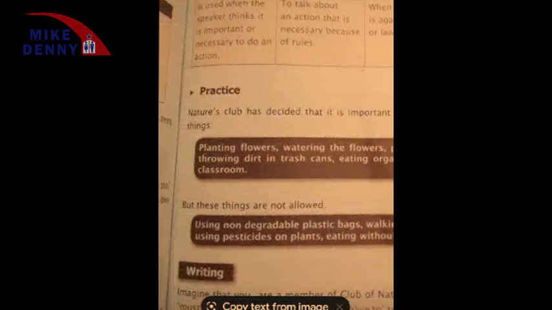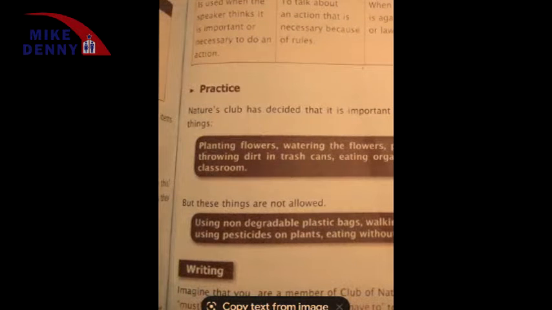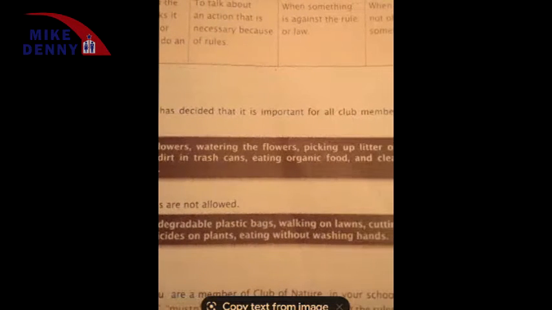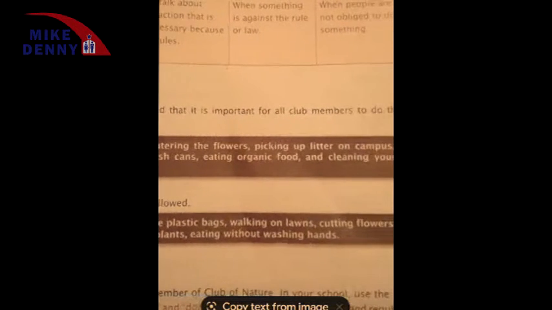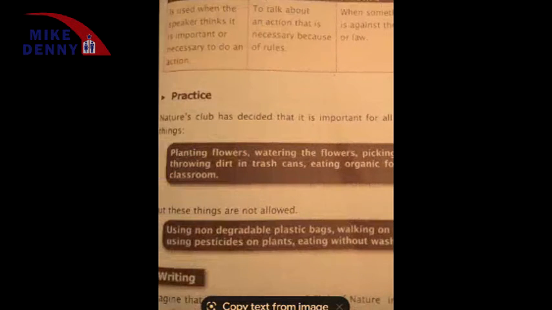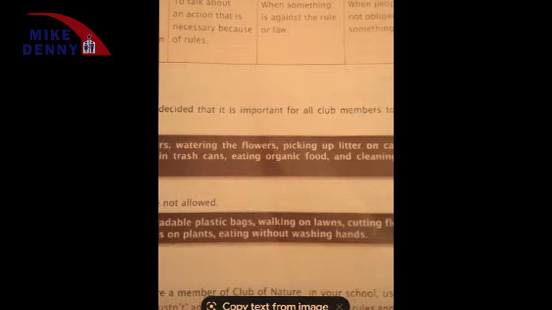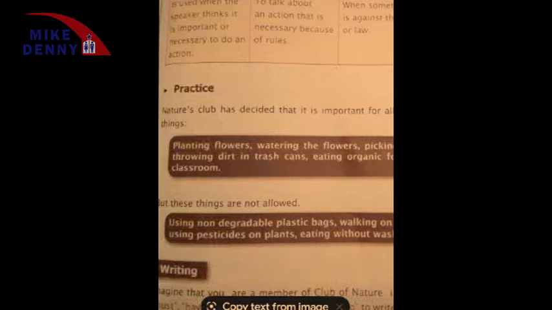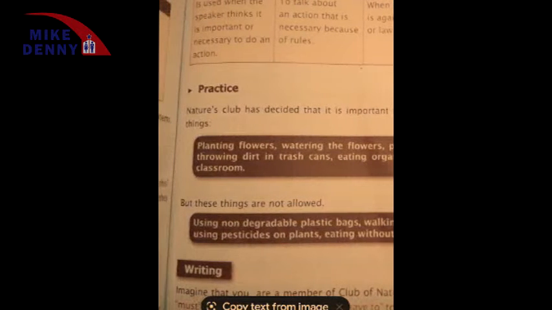Let's go further to say, but these things are not allowed. Just think of DENNY, the school. What are those things that are not allowed? They say using non-degradable plastic bags, walking on lawns, cutting flowers, using pesticides on plants, and eating without washing your hands. Know the importance of hygiene, the things you are not allowed to do.